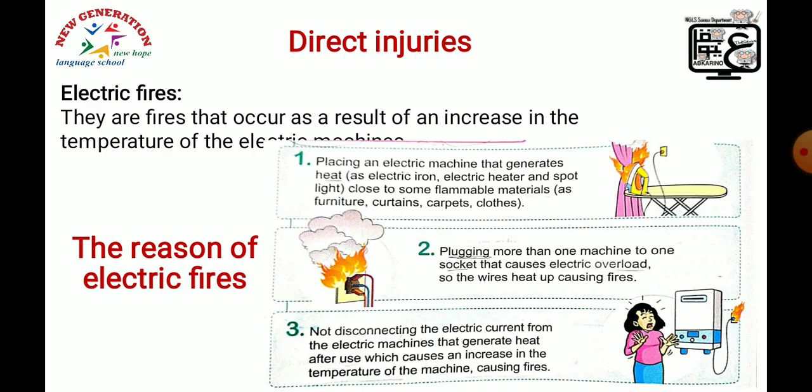Super. So, what is the meaning of electric fires? And this question for Mustafa. Yes, thank you, Mustafa. You're amazing. Excellent.